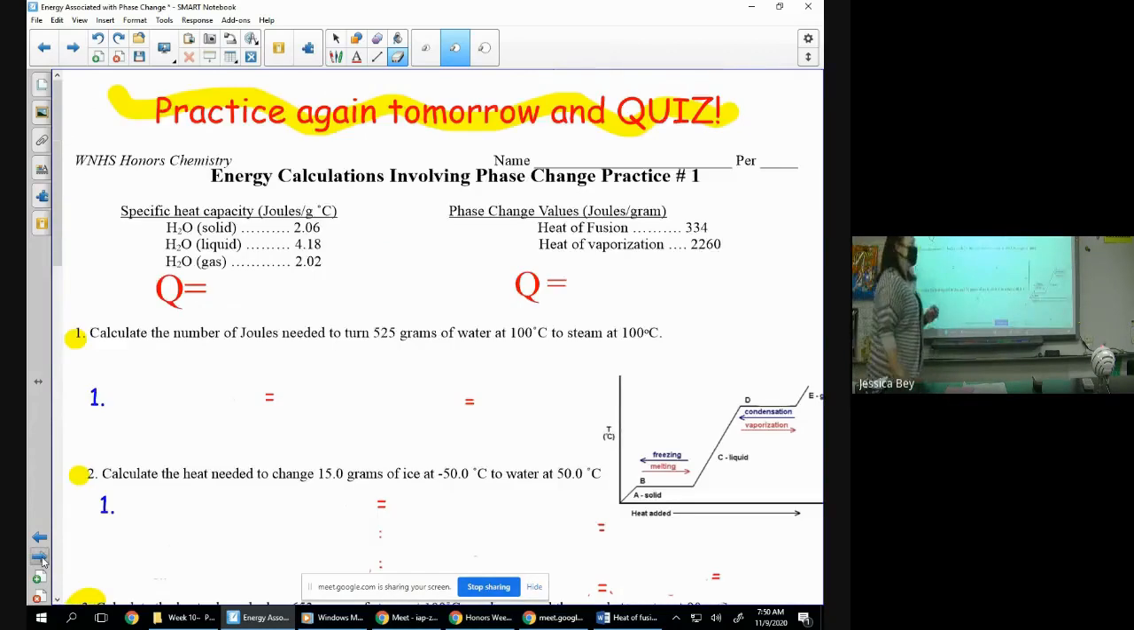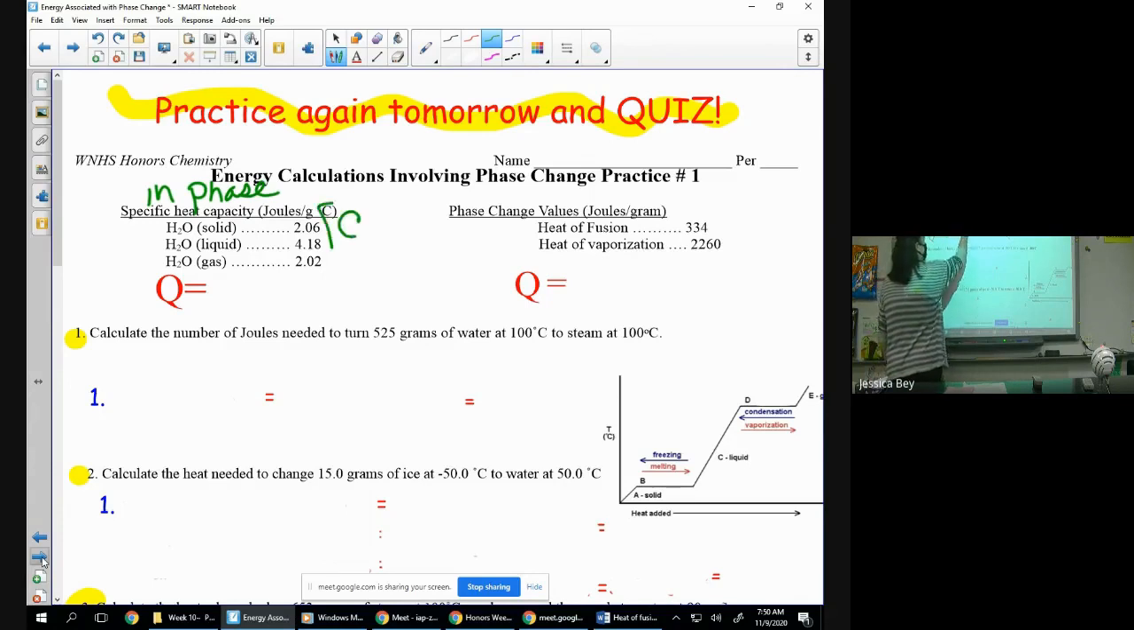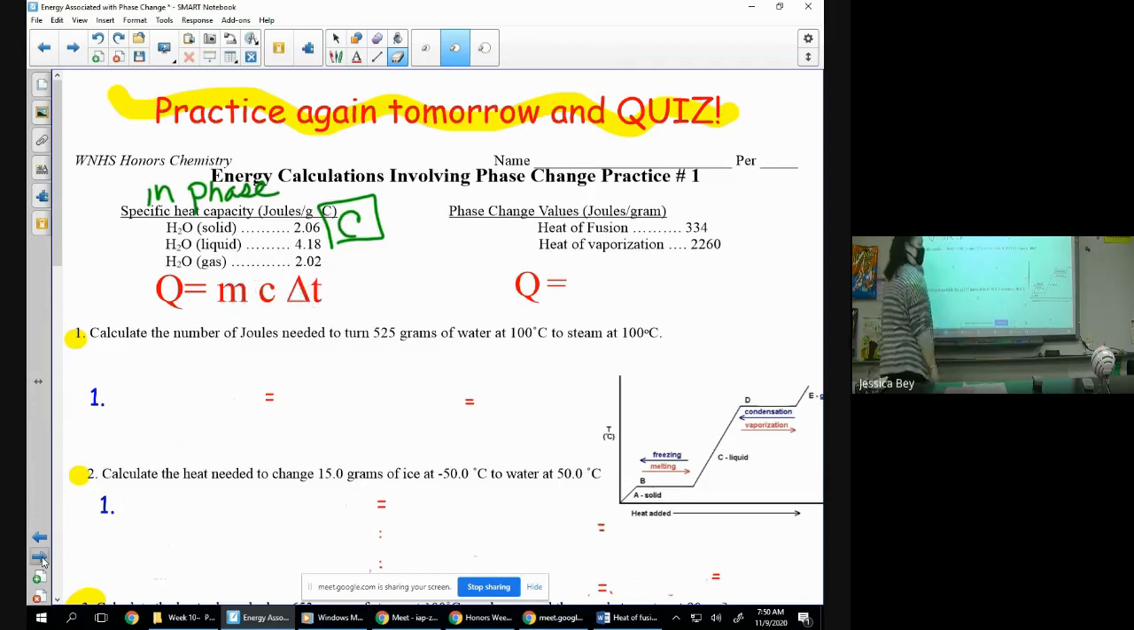Let's get into it. So again, you're going to practice this today. We're going to practice it tomorrow. You're going to have a quiz at the end of the period. Let's do it. I like to write a few things up at the top to remind myself. This is when you are in a phase. These are my C values to remind yourself. And when I'm in a phase, I can use Q is equal to MC delta T.